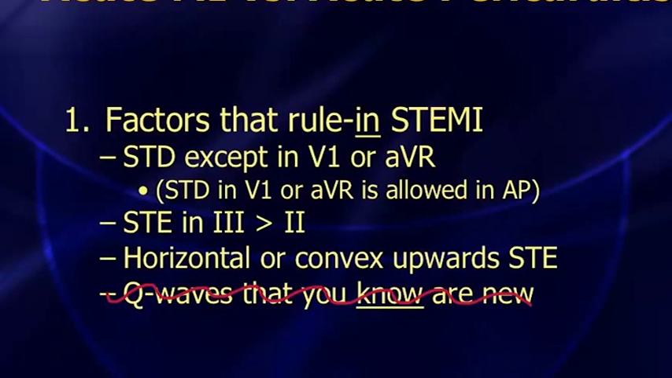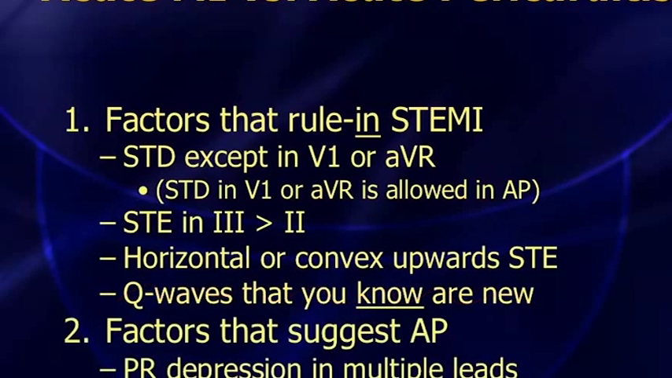Once you go through these first steps, then you can move on to step number 2, and it's not until step number 2 that you start looking for PR segment depression. The reason we continually say don't look at the PR segments until you get past step number 1 is because PR depression is not specific for pericarditis.